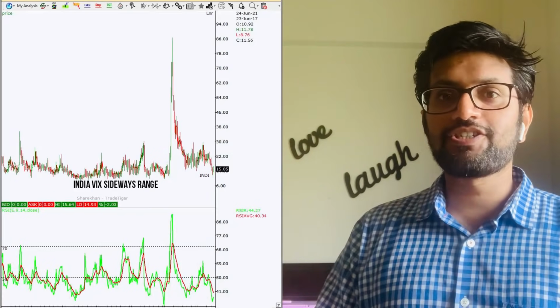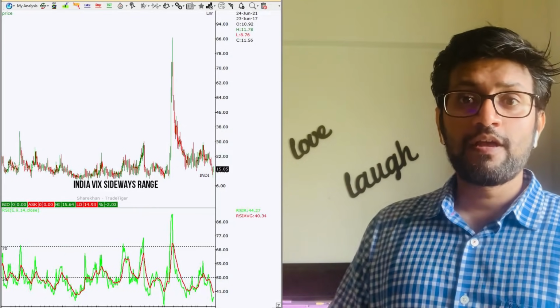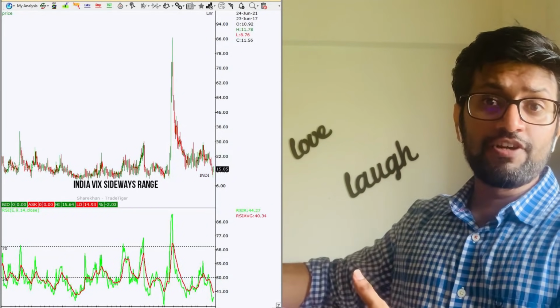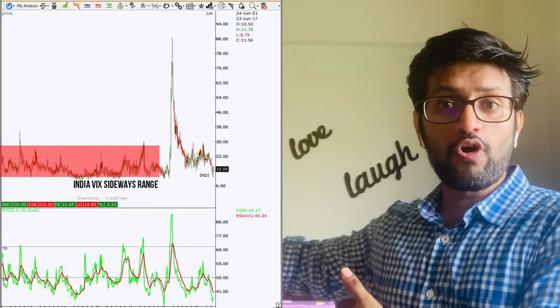A small caveat: India VIX, with all its advantages, utilities, needs to be used in confluence with the price charts, as there are times you can see over here when India VIX remains in the range for a very long time. Thus, for optimum results, always combine India VIX with price charts and technical analysis.